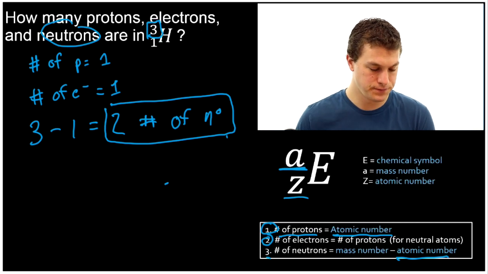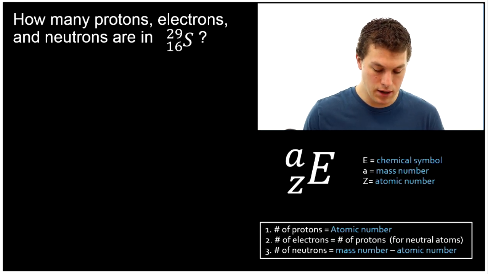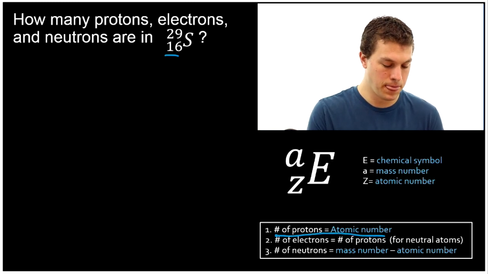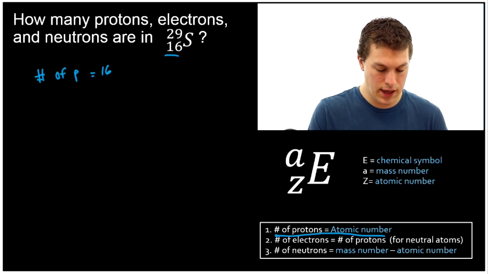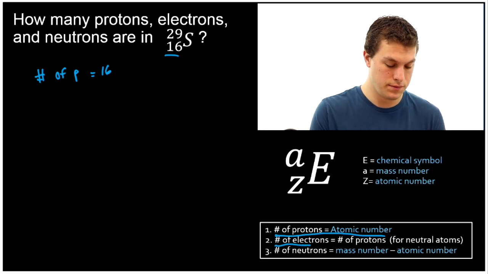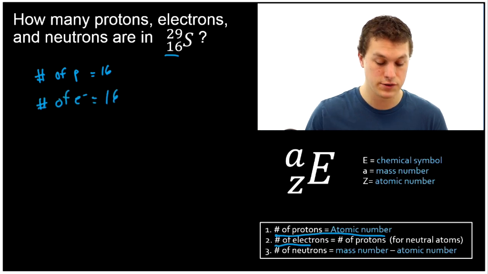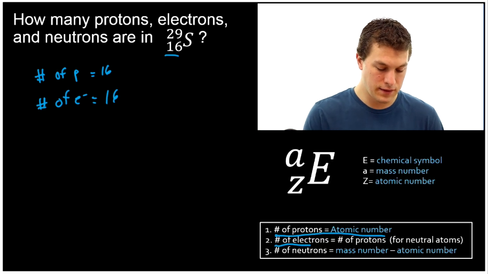Let's do another example. This one says, how many protons, electrons, and neutrons are in 29S16? That turns out to be sulfur. Again, remember that the number of protons is just equal to the atomic number, which is this bottom number here. So the number of protons is going to be equal to 16. And the number of electrons is going to be the same, assuming our element is neutral. So if you ever see a charge on it, you can't assume this. So it's going to be also 16. That's because electrons are negative and protons are positive, and if there are equal numbers of them, they cancel out and give you no charge. Last one, number of neutrons.